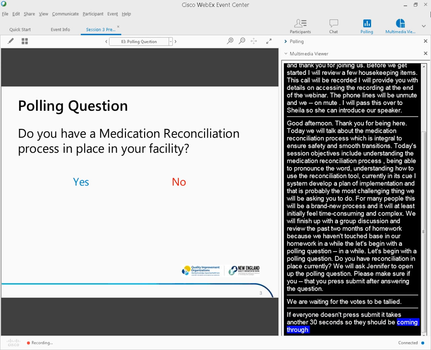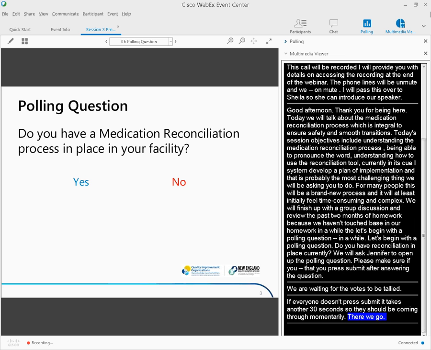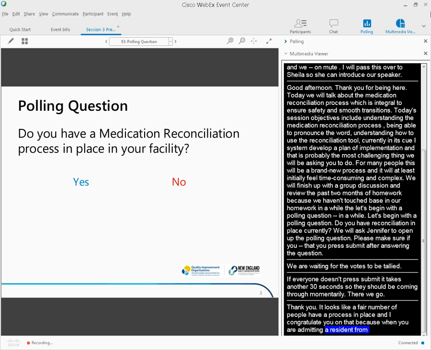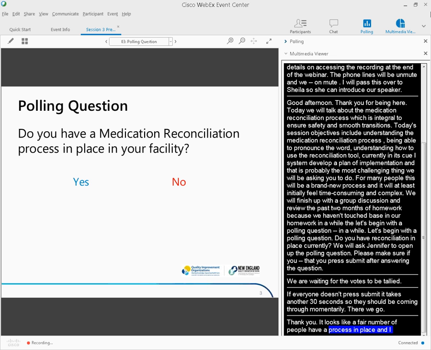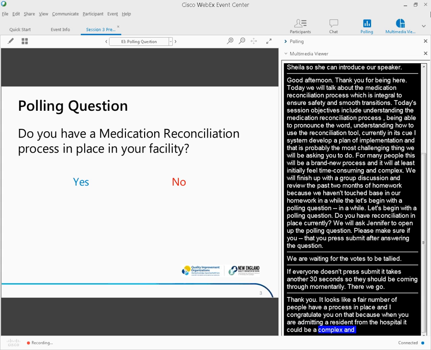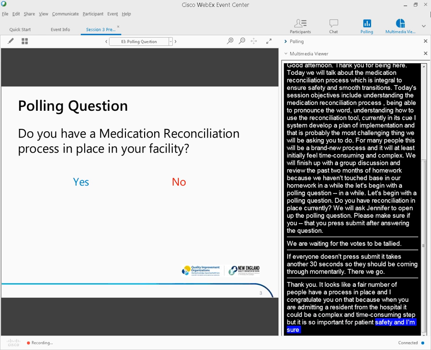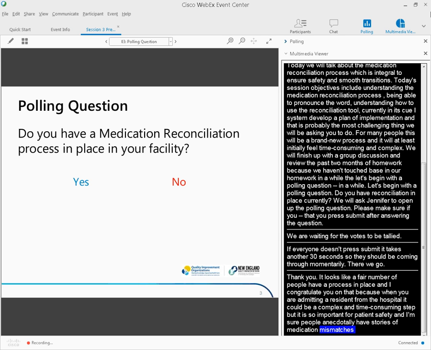Okay, so it looks like a fair number of people have a process in place, and I congratulate you on that, because when you're admitting a resident from the hospital, I know that this can be a complex and somewhat time-consuming step that's so important for patient safety, and I'm sure people anecdotally have stories of medication mismatches that they caught that could have resulted in true resident harm. I hear those all the time when I'm out in the field.